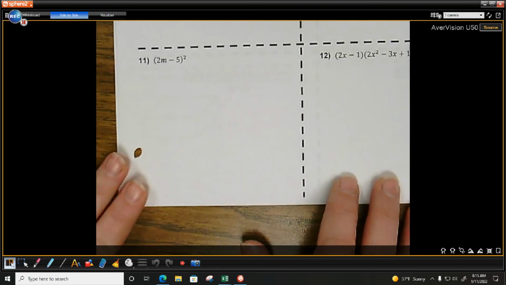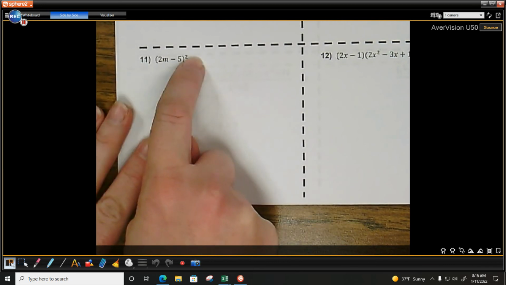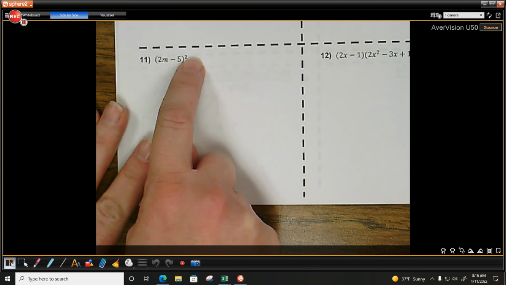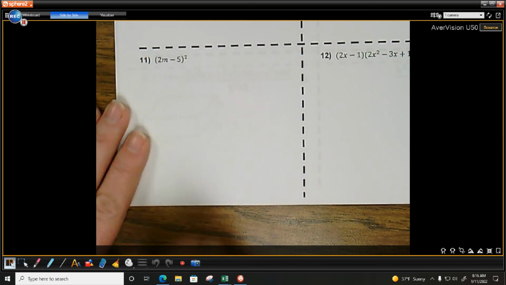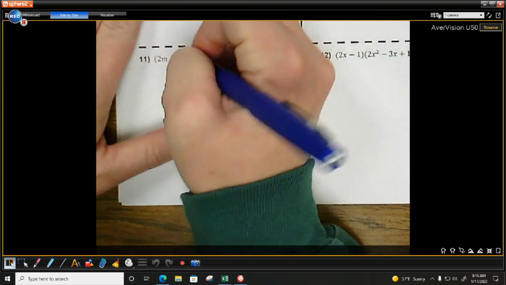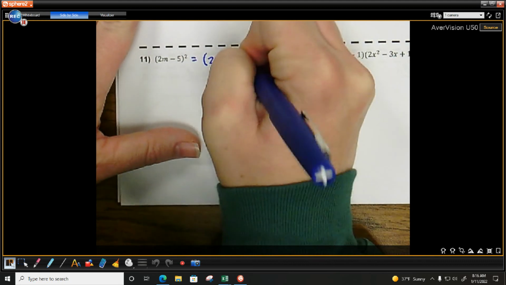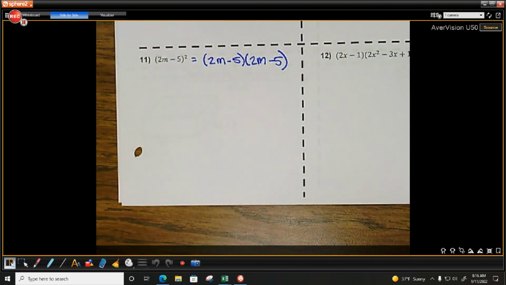Okay, again, you cannot just distribute that exponent of 2. You only can distribute exponents to everything in the parentheses when there's only one term in the parentheses. There's 2 terms in the parentheses. So I need to write my parentheses out twice. 2m minus 5 squared means 2m minus 5 times 2m minus 5. So I have 2 terms times 2 terms, which is 2 times 2 is 4, so I need to distribute 4 times.